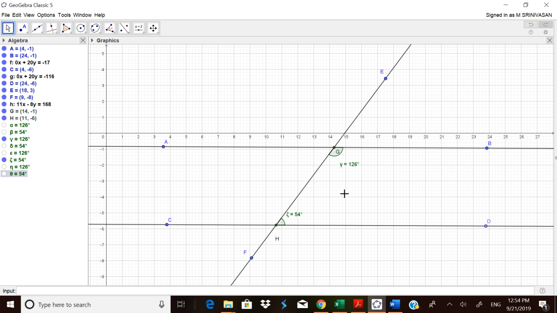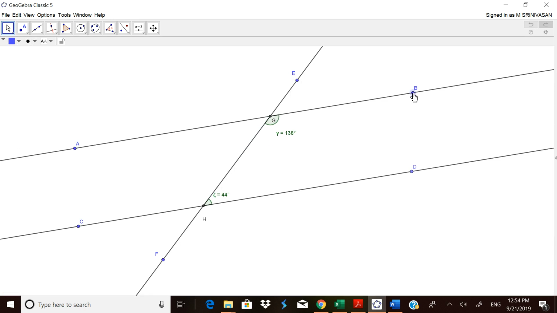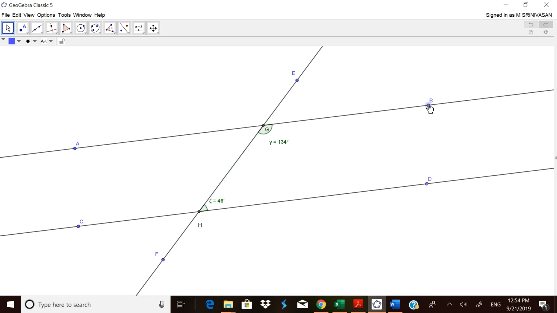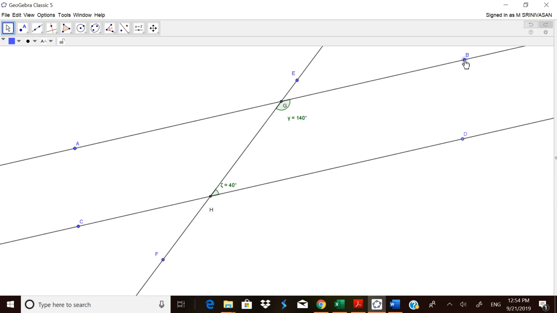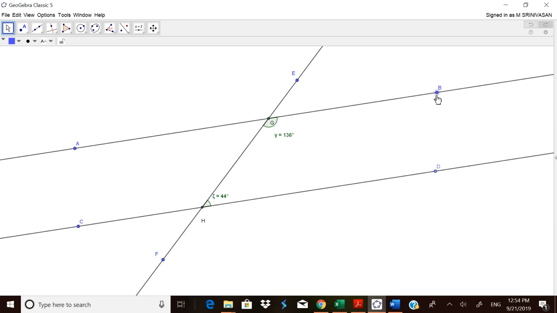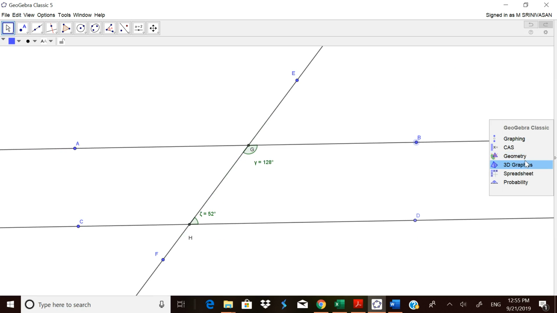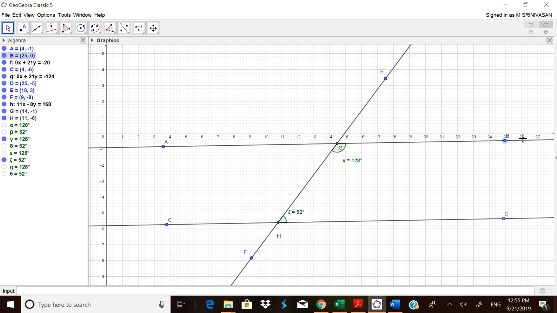Okay. Now ask the children to find out this 126 plus 54, and you can go back to this geometry and you can move and then ask the children to check at any place. Okay, 137 plus 43, then 121 plus 59, 140 plus 40, everywhere the summation will be 180 degrees only. Based on whatever is required, you can show it to the children so that they can check out properties of corresponding angles, alternate interior angles, alternate exterior angles and the consecutive angles.